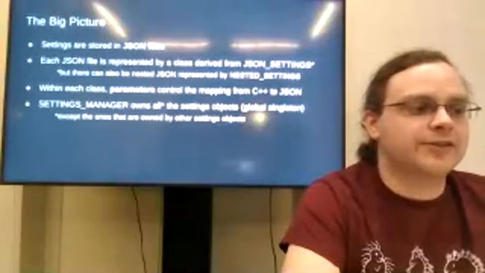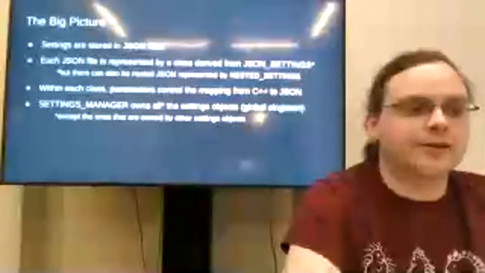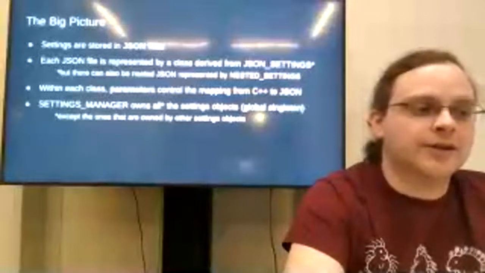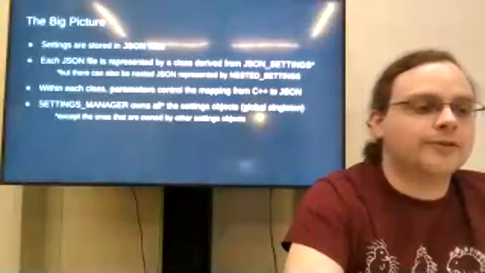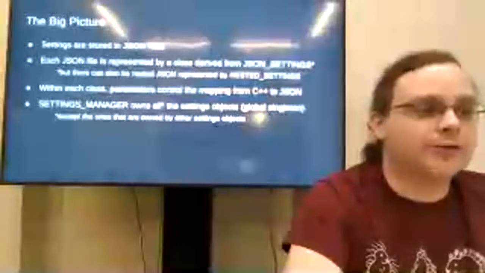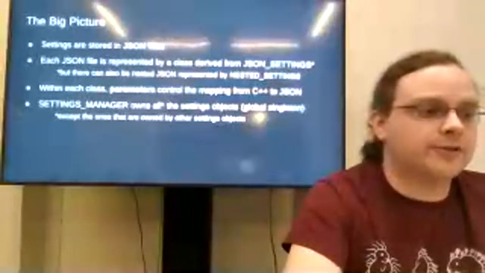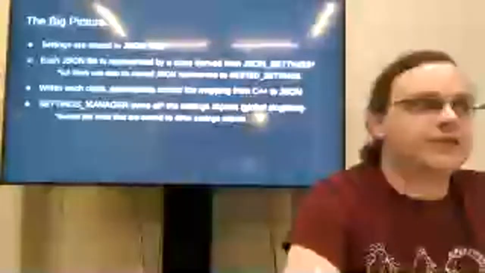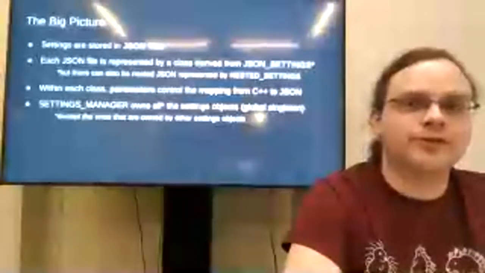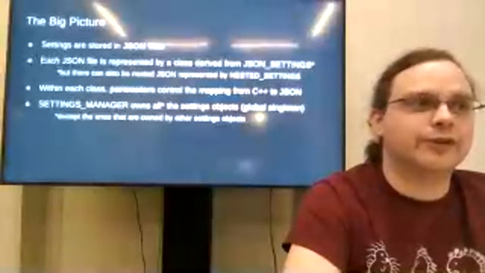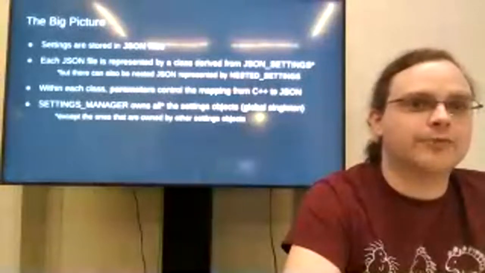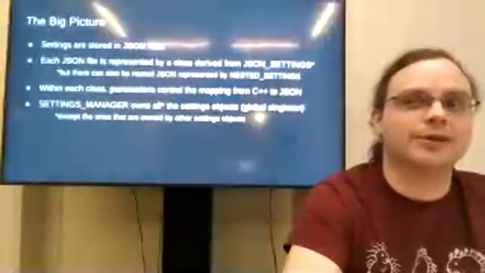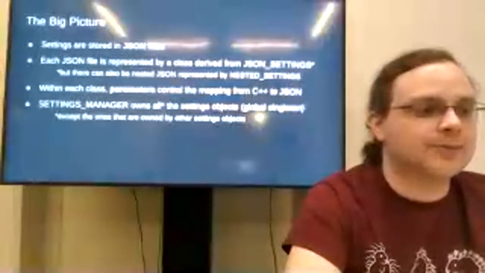And each of these files is represented by a C++ class that is derived from JSON settings. Normally, one class maps to one file or one type of file, but there's an asterisk here: you can also nest them inside each other. So if it's easier from the coding point of view to break things down into multiple different classes, you can represent an entire class as an entry in a JSON dictionary that is part of a bigger file. And we do that in some places.